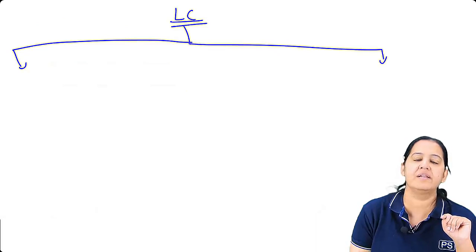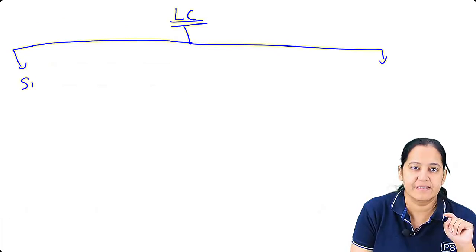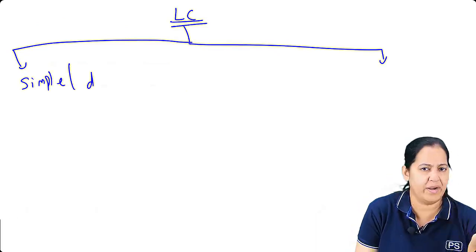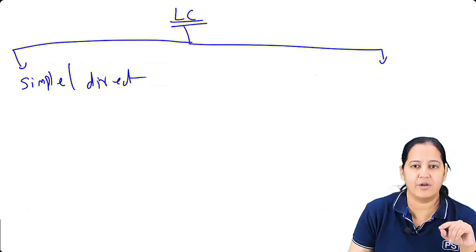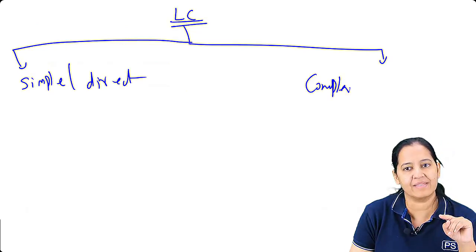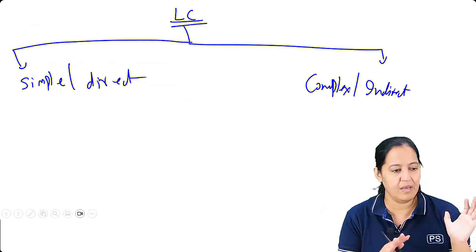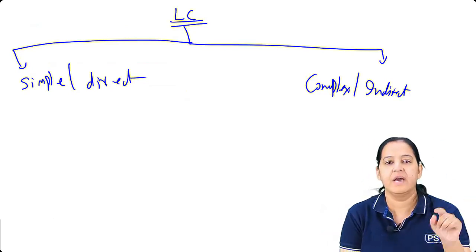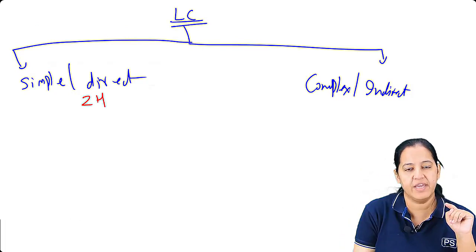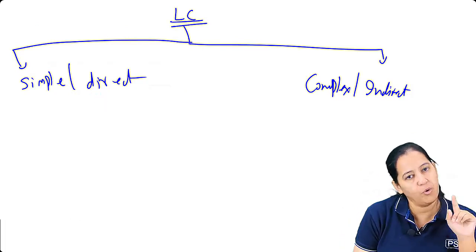Life cycle, there are two types of life cycle. Simple, also known as direct, one and the same thing. And complex, complex or indirect. Simple, complex, direct, indirect. What do you mean by that? Here, total two hosts are there. Theek hai? I'm sorry. Only one host is there.